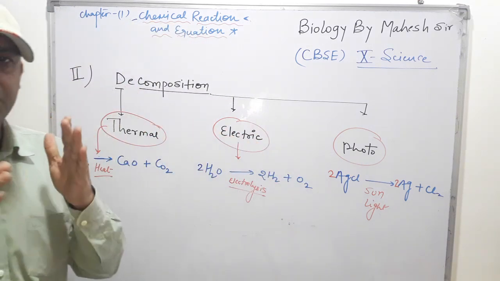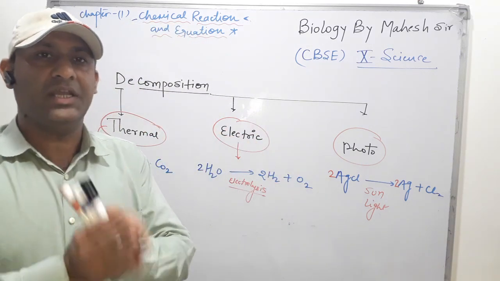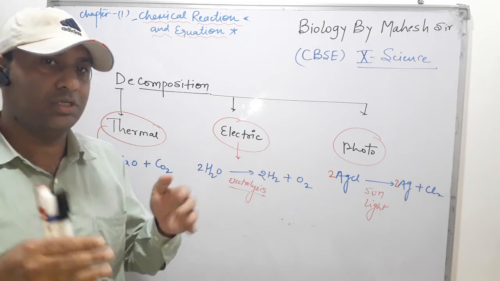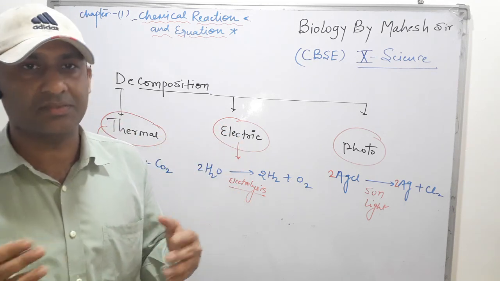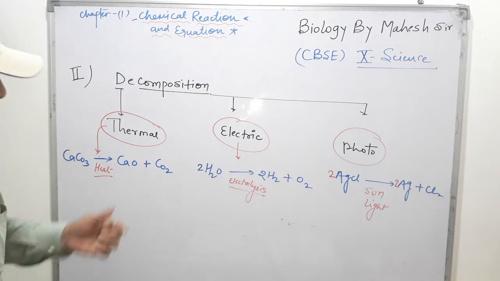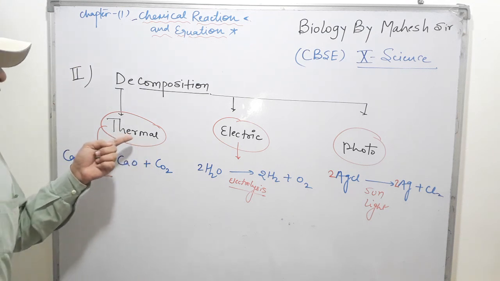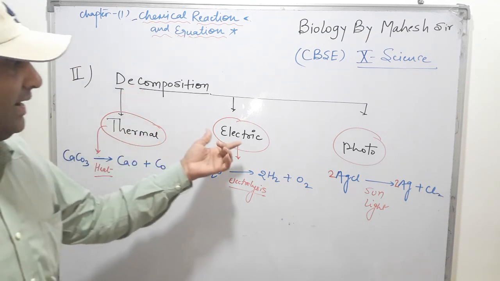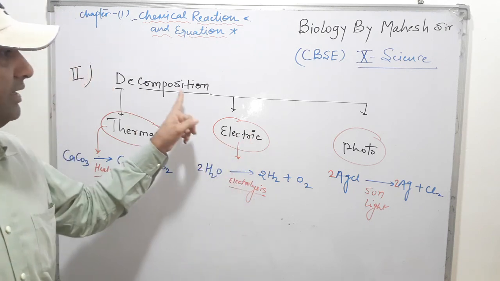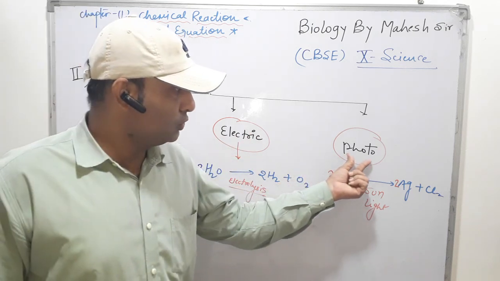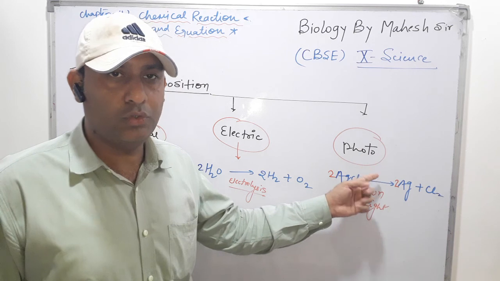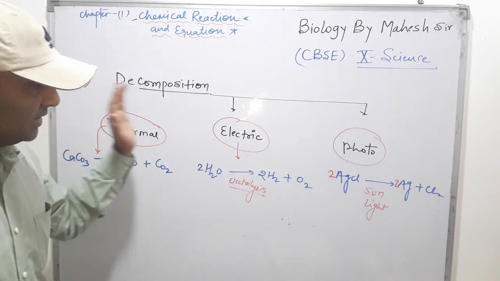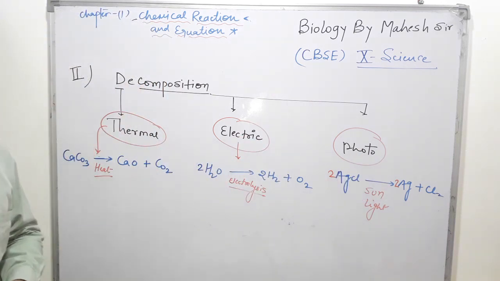So decomposition is the type of chemical reaction in which one compound is split into two or more elements and substances. If thermal energy or heat is provided, that time it is called thermal decomposition. If we provide electricity, it is called electrical decomposition. If we provide light or sunlight, it is called photo decomposition. So here are the types of decomposition chemical reactions.